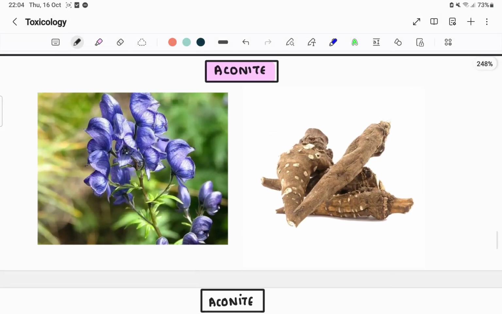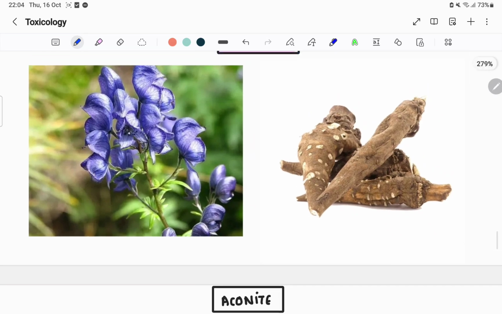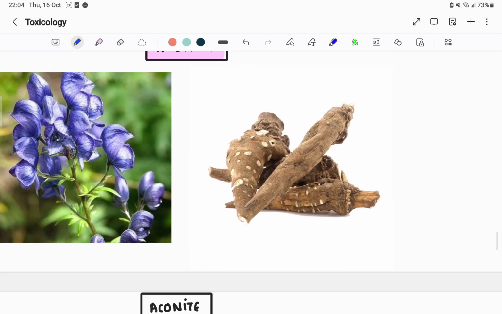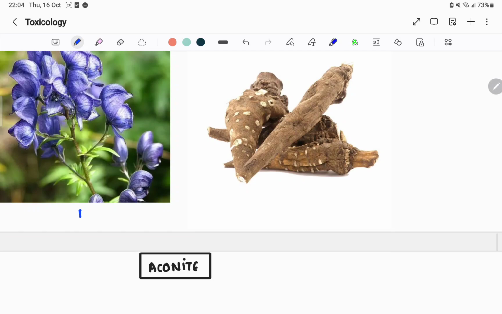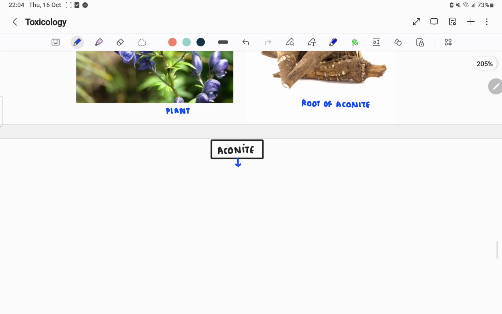Can you guess this plant? Yes, this is Aconite, and it has many names, and we have to read this. This can be asked as a spotter in your FMT bypass. So this is the flower of Aconite, and this is the root. This is the plant of Aconite, and this is the root of Aconite. Aconite has many special names which you have to remember.